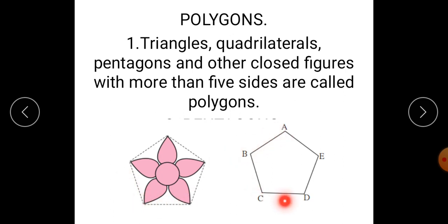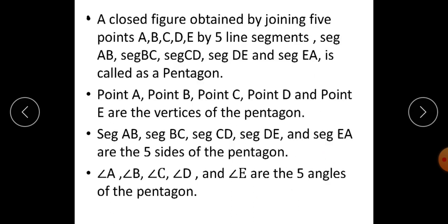If you name these points A, B, C, D, and E, then a closed figure obtained by joining 5 points A, B, C, D, E by 5 line segments, seg AB, seg BC, seg CD, seg DE, and seg EA, is called a pentagon. Or we can say a pentagon is a closed figure having five angles, five vertices, and five sides.